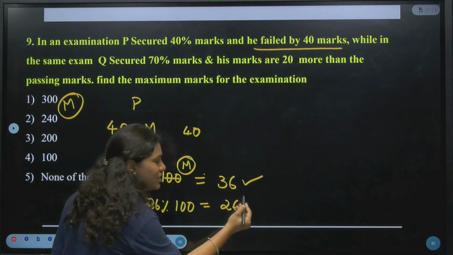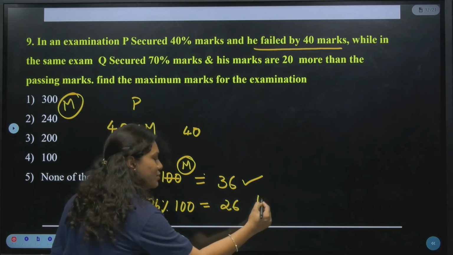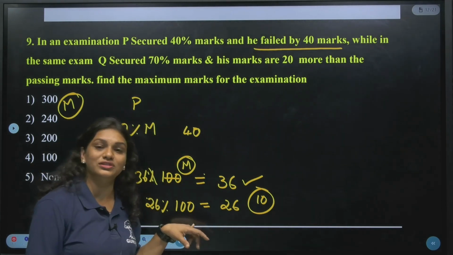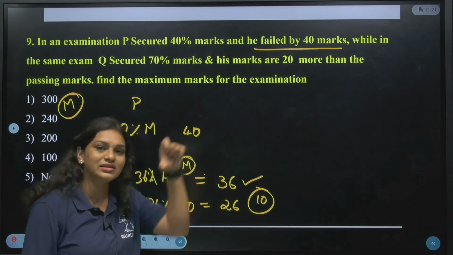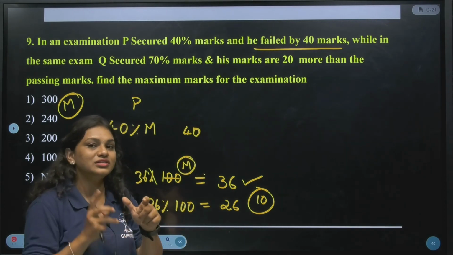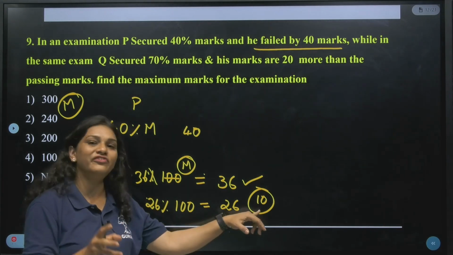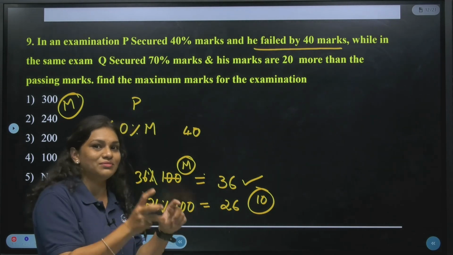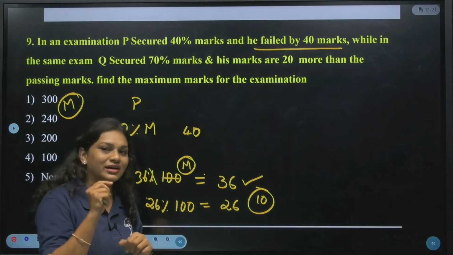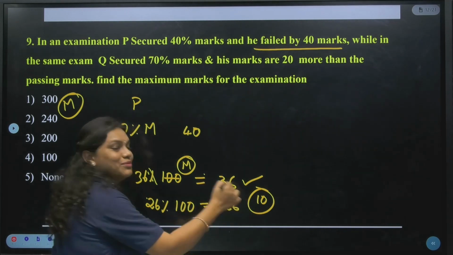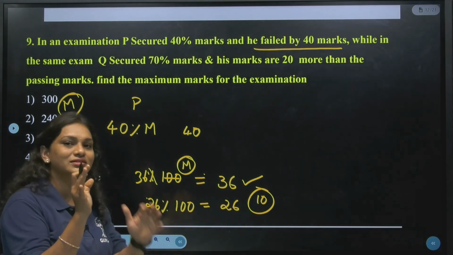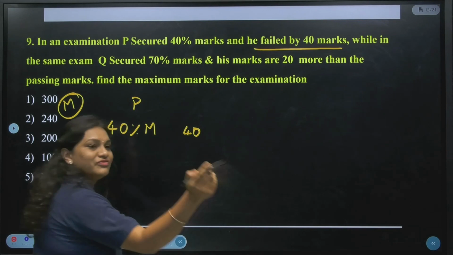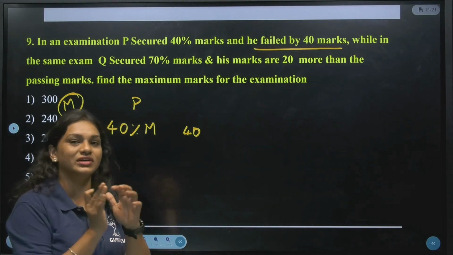So he failed by how many marks? Can I say 36 minus 26 is how much? A difference of 10 marks, right? So the person who scored 26% failed by 10 marks. Now, just think once: if he failed by 10 marks, to get the passing marks, should I add the 10 marks or subtract them? I should add them, right? If I add 26 plus 10, I will get 36, which is the passing marks. Try to understand once again. So he failed by 10 marks means we will be adding 10 to get the passing marks of 36, right?